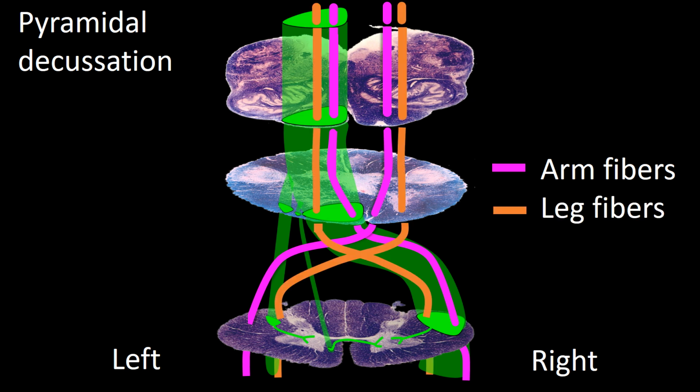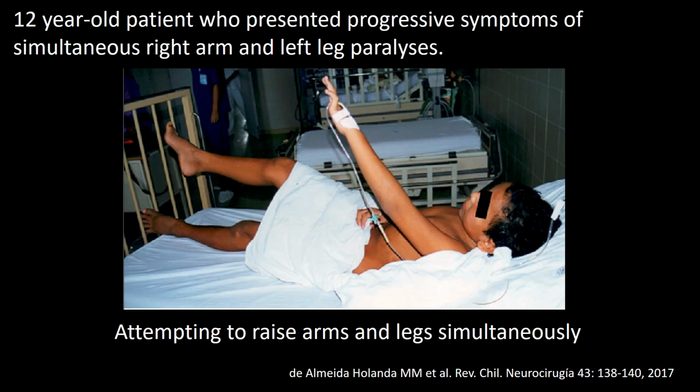Whereas leg fibers come down in the pyramid more laterally, cross below the fibers for the arms, and then take a more medial position. The clinical importance of this arrangement can be appreciated in the following case. Here, the patient is a 12-year-old boy that is attempting to raise both arms and both legs simultaneously. And as you can see, the right arm is weak and so is the left leg.